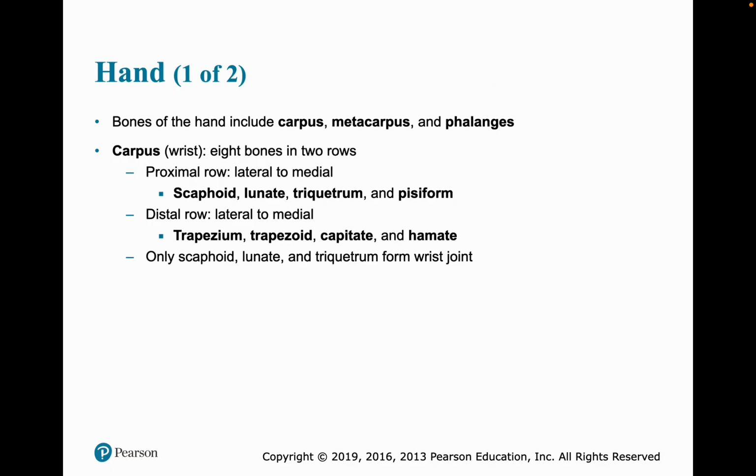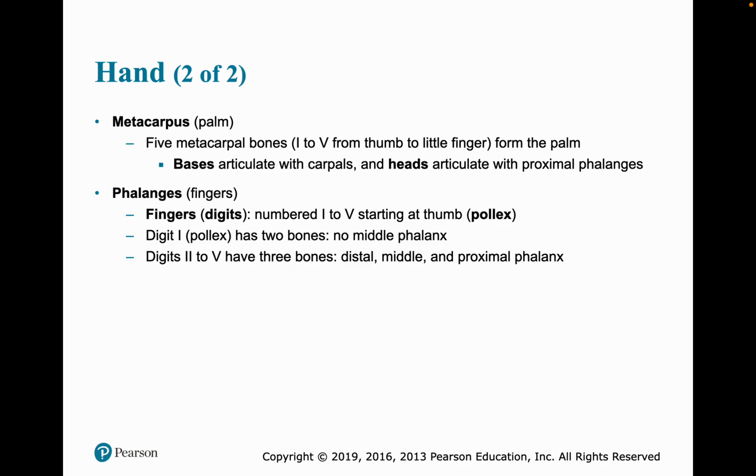The bones of the hand include the carpus, metacarpus, and phalanges. The carpus, which makes up the wrist, is 8 bones in 2 rows. The proximal row, from lateral to medial, is the scaphoid, lunate, triquetrum, and pisiform. The distal row, lateral to medial, is the trapezium, trapezoid, capitate, and hamate bones. Only the scaphoid, lunate, and triquetrum are part of the wrist joint. The metacarpus forms the palm, and there are 5 metacarpal bones, numbered 1 through 5, starting with the thumb. Their bases articulate with carpals, and the heads articulate with the proximal phalanges.